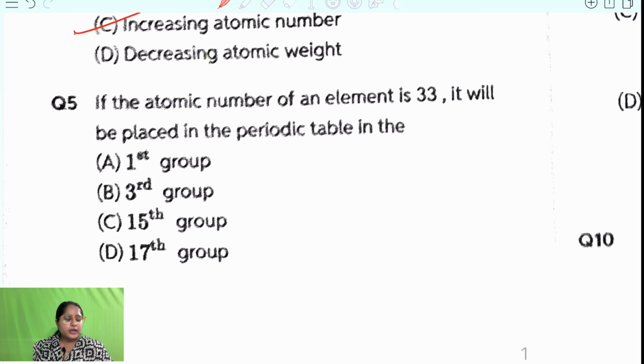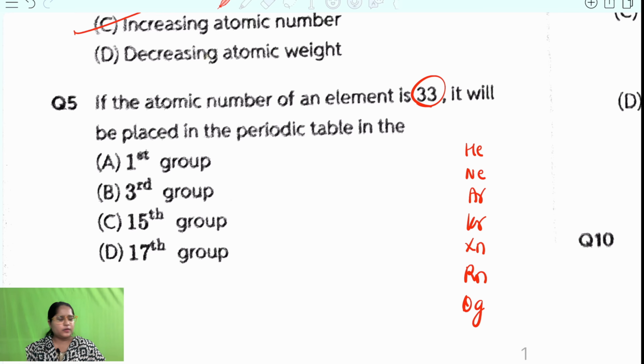Now, question number 5. If the atomic number of an element is 33, in which group will it be placed in the periodic table? Whenever they ask you group number, period number or block number, just go to the inert gases. What are the inert gases? Helium, neon, argon, krypton, xenon, Rn, Og. Their atomic numbers are 2, 10, 18, 36, which you should remember.